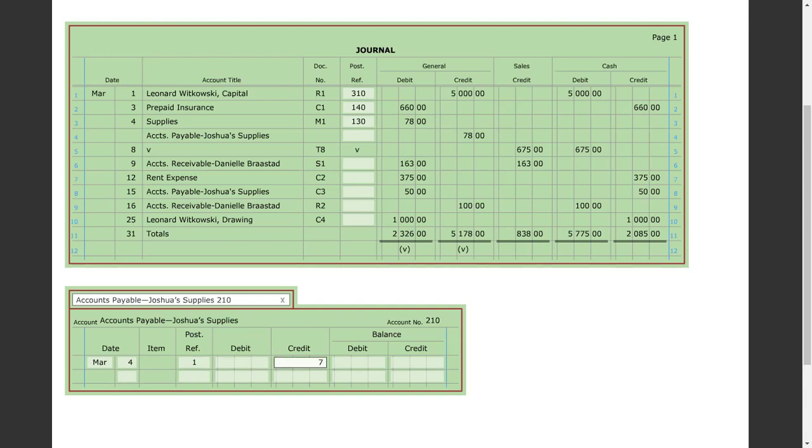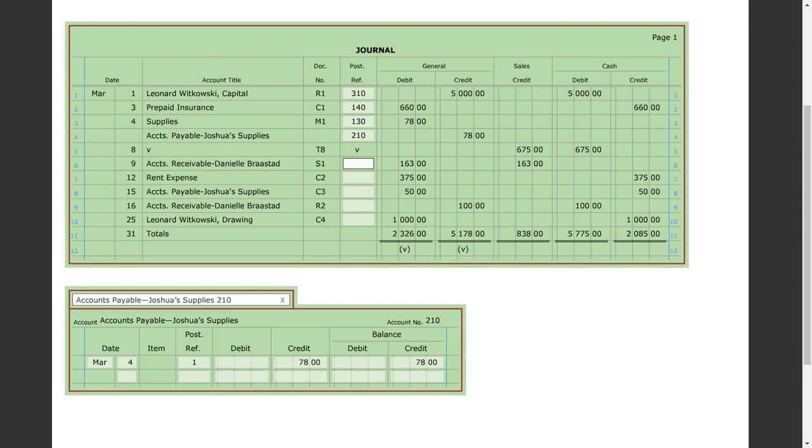And that one is going in as a credit of 78. It previously had a 0 balance, so now it's going to have a credit balance of 78. Account number 210 goes back up top. Now, line 5.